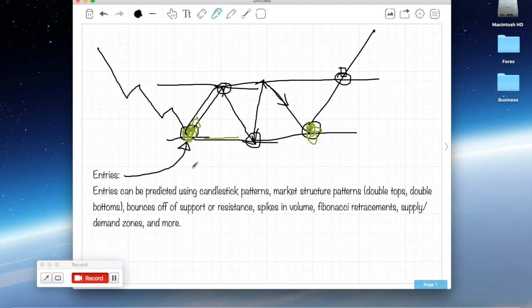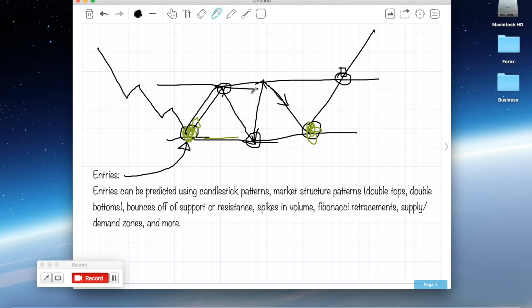So at each of these entries, you could look for candlestick patterns. You can look for market structure, W's, M's, double tops, double bottoms. We've already talked about bounces off support and resistance. I'd also like to mention Fibonacci retracements. Fibonacci is the numbers that are in all of life. So this includes trading, but it's highly psychology based. So while it does work, it doesn't work all of the time, but it is pretty cool.